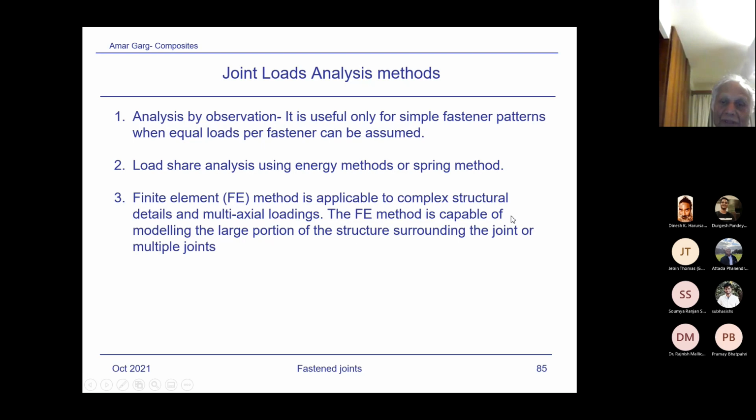Okay, finite element method is applicable to complex structural details of multi-axial loading, which provides the load share analysis. The FEM method is capable of modeling a large portion of a structure, not only the joint. So if there's a complex joint, normally you would be doing the finite element of large structures, and the joint positions will be modeled, which will provide the fastener loads, and also then pick up the element loads and use those element loads to calculate the bypass loads based on the procedure developed.